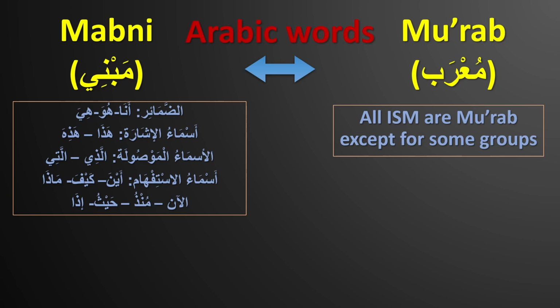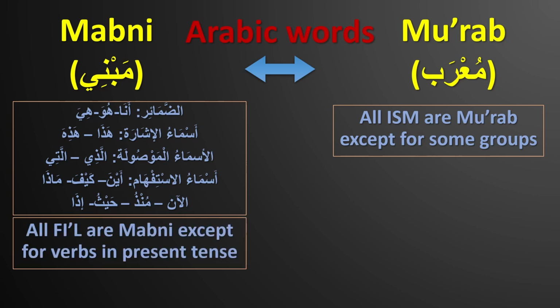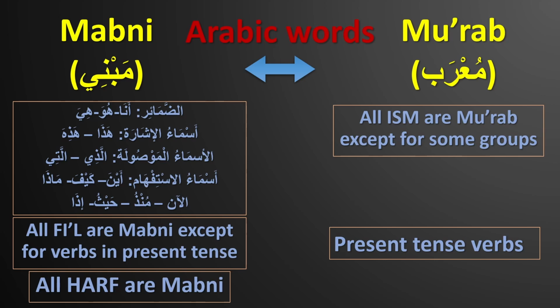الفعل: all فعل words are مبني. So the فعل that shows past time, an action that happens in the past, or someone ordering someone to do something, this is also مبني. But for the action that is happening now or happens usually, this shows present time, they are معرب. And all حرف words are مبني. I hope this is all clear for you.